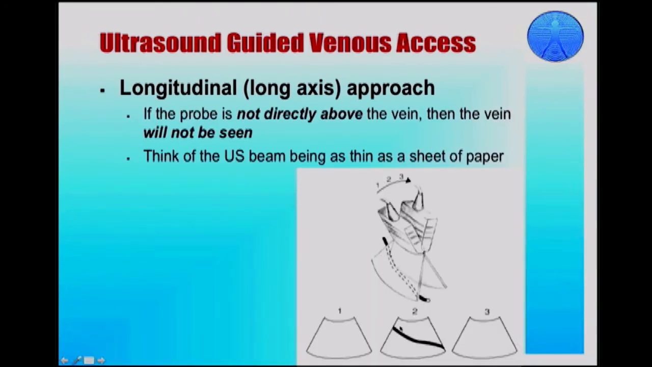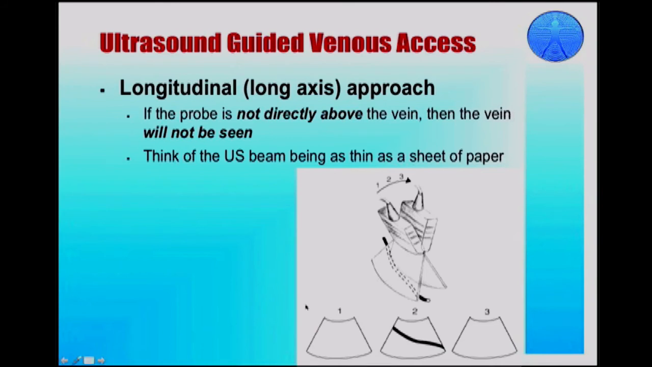Again, the problem here is if you're not directly over the vessel, you won't see the vessel. So if you're off on one side or the other, you don't see the vessel. If you're directly over the vessel, you see the vessel in its entirety. So when you rotate, you have to rotate completely 90 degrees from short axis to long axis so you can see the entirety of the vessel. The walls will become really bright.